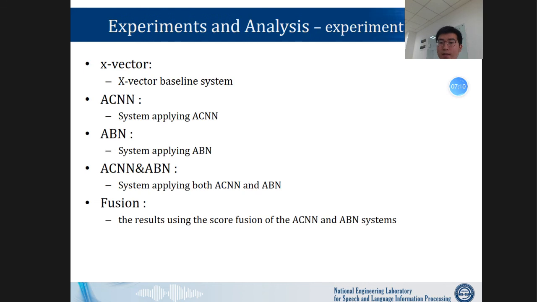We mainly tested 5 different systems. The first system is our baseline system. The systems marked as ACNN and ABN are the systems applying the 2 kinds of proposed methods separately. The last but one is a system applying both ACNN and ABN adaptive methods. Finally, we report the results using the score fusion of the ACNN and the ABN system with equal weights, which is marked as fusion.